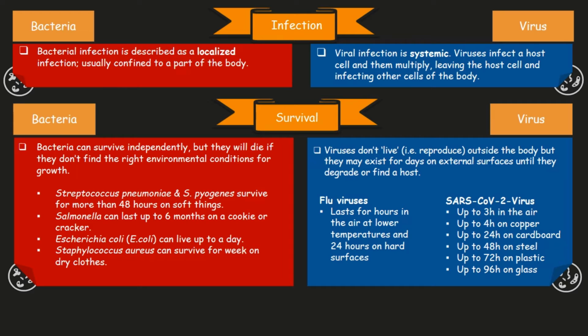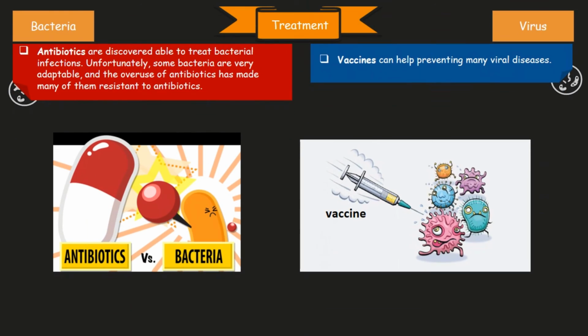Then we proceed to survival of bacteria and virus. Bacteria are able to survive independently only if they find the right conditions to grow. However, viruses cannot survive on their own outside the body, but they may exist for days on external surfaces until they degrade or find a host. And finally, the treatment. In short, bacterial infection can be treated using antibiotics, while viral infection can only be prevented by vaccination.